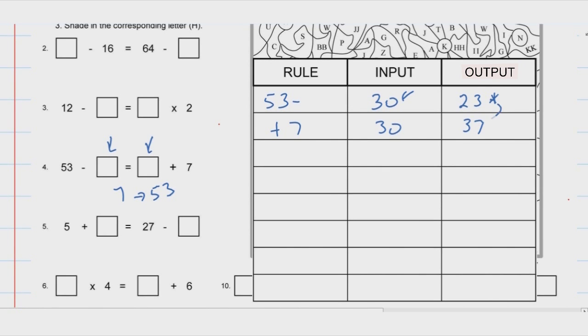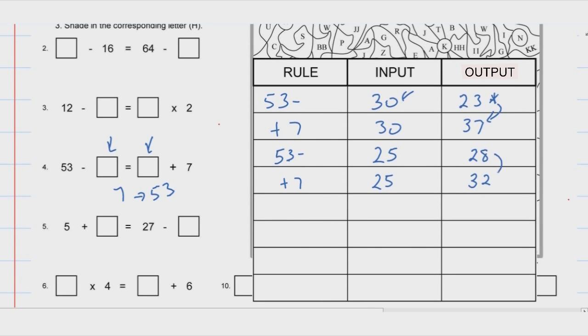It's smaller than this one. You see that? So we've got to try something smaller. I say let's try 25. So I put 25 in both my inputs. I have 53 minus 25 and 7 plus 25. 53 minus 25 is going to give me 28, and 7 plus 25 is going to give us 32.